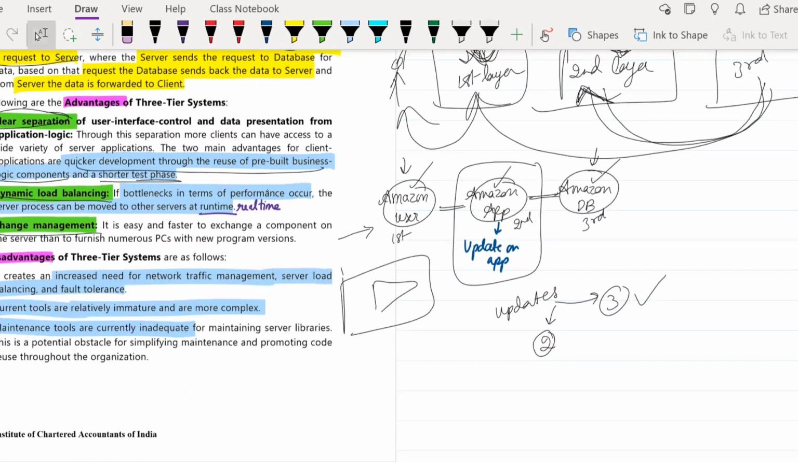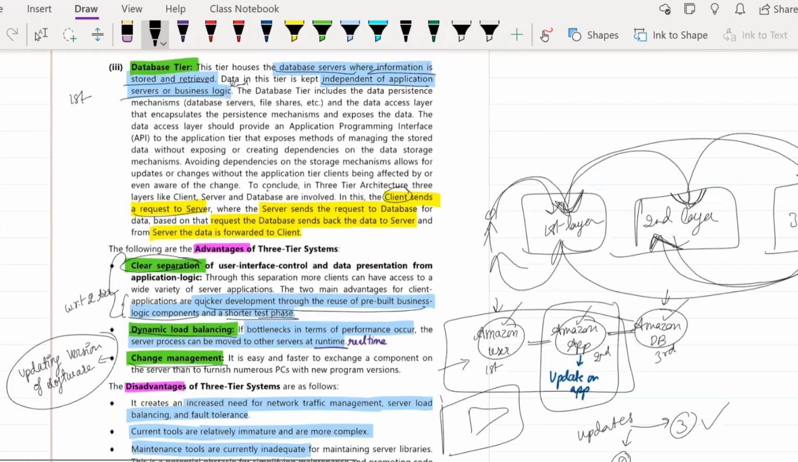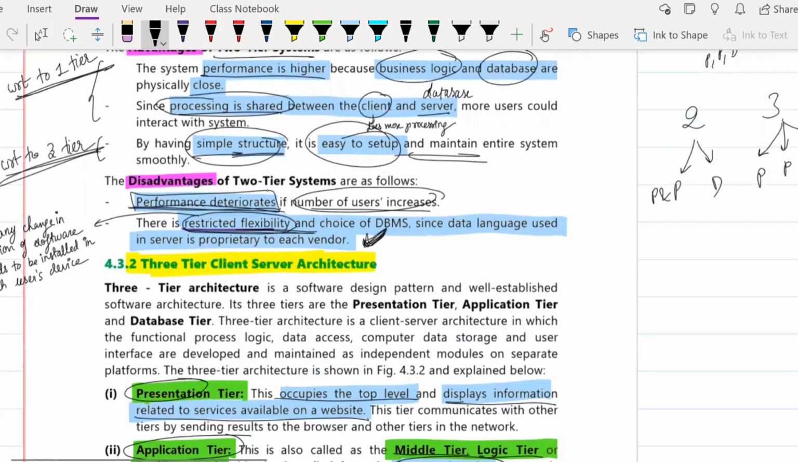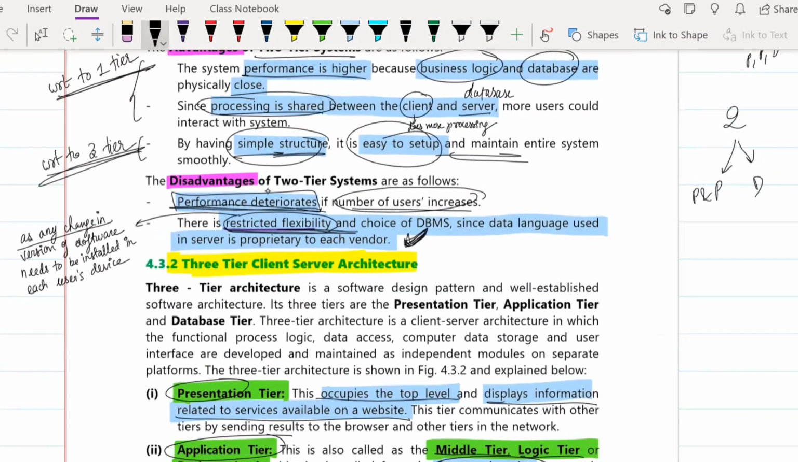Okay. Whereas what happens in a 2-tier system is that since the presentation and the processing happen together, the updation takes a little more time, because the architecture is already performing a lot of tasks by itself. So it's going to take extra time to do the updation there. Whereas here, since each tier is doing its own job and has its own functionalities to perform, it's easier to update. Okay, the same thing they have given here in the disadvantage, restricted flexibility, that any change in the version of software needs to be installed in each user's device.